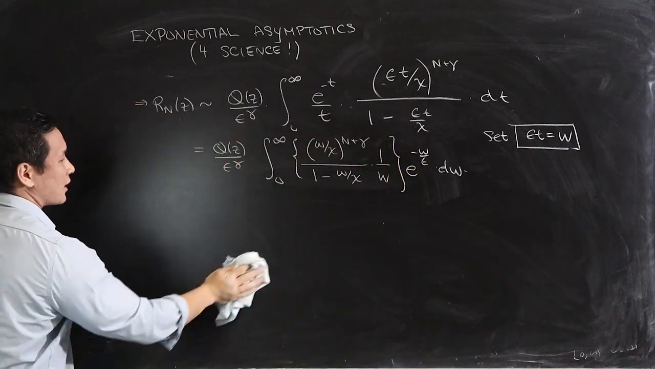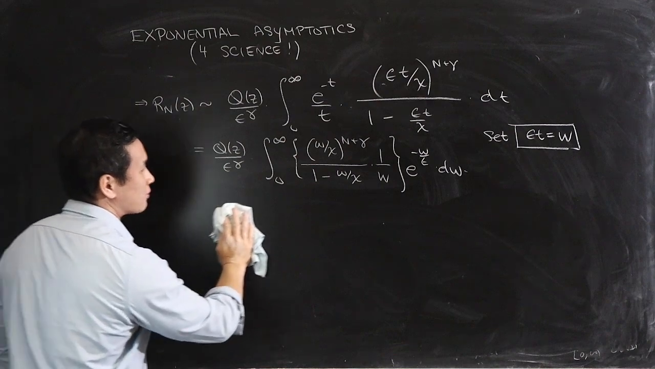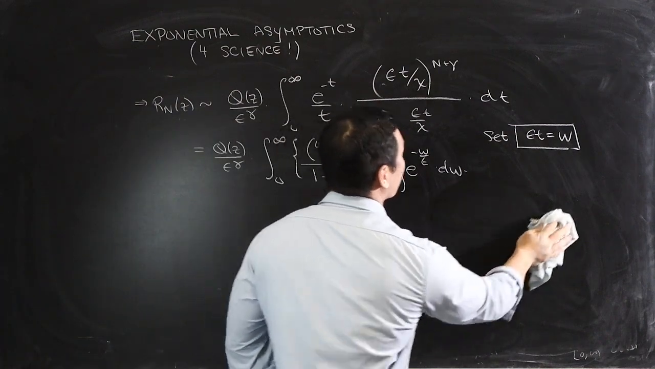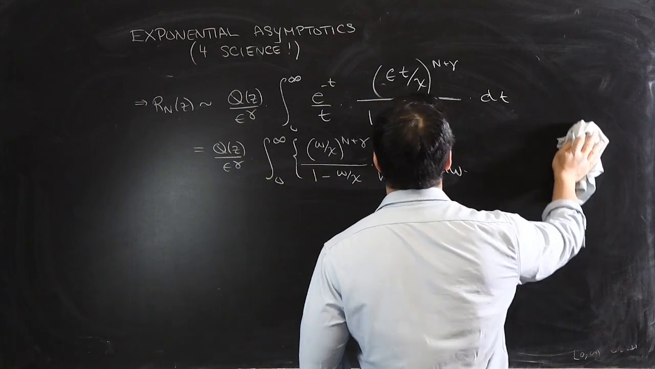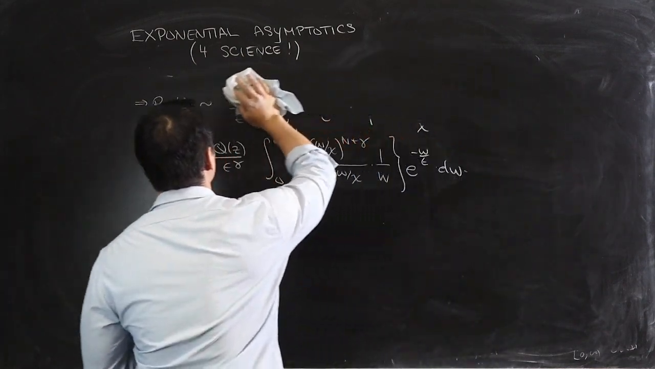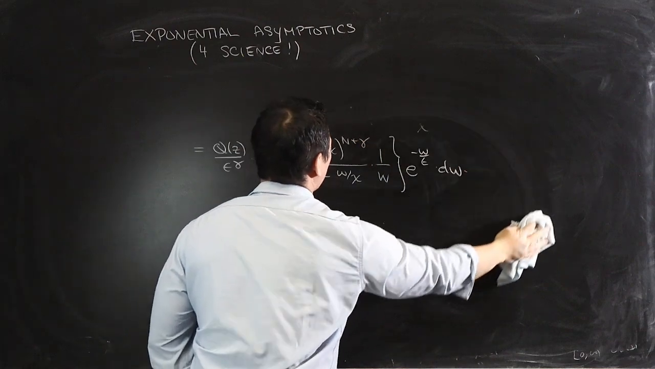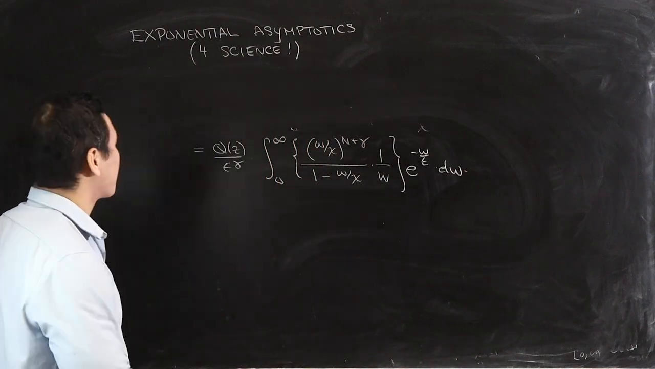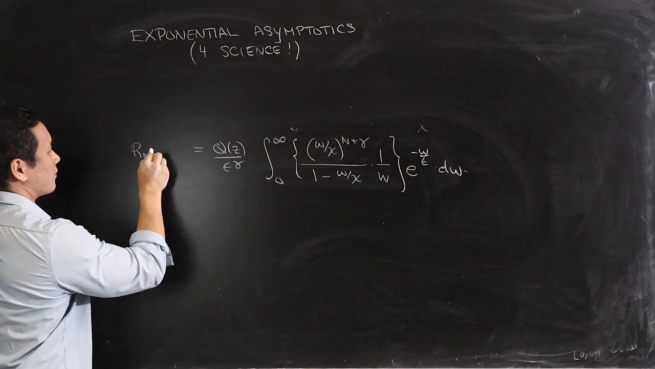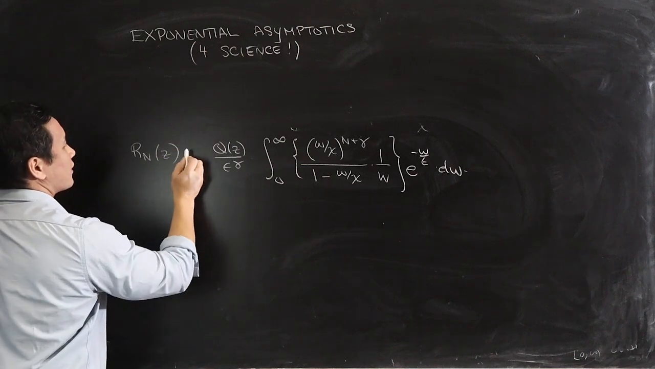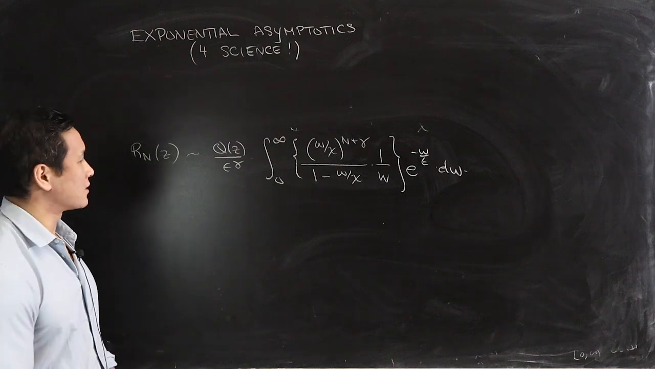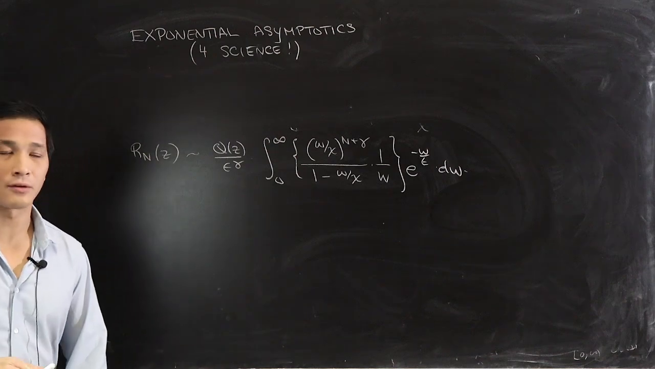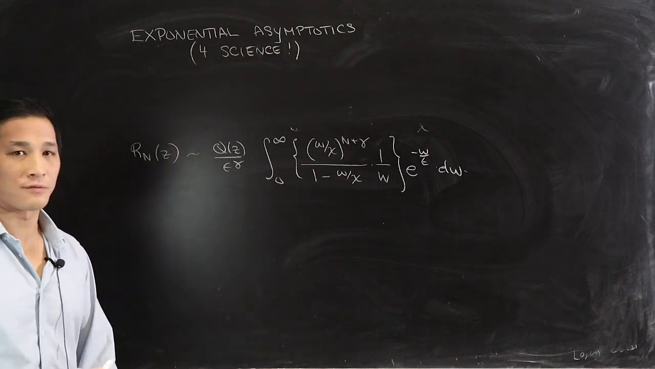So the integration now proceeds in the w plane. I'll erase this one here as well because I won't need the t expression anymore. So here's our remainder, I guess this is twiddles. And remember that z is something that we're given, so we just evaluate this expression for different values of z.